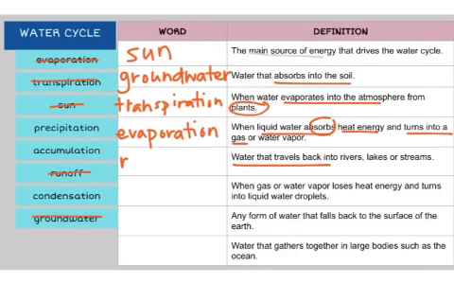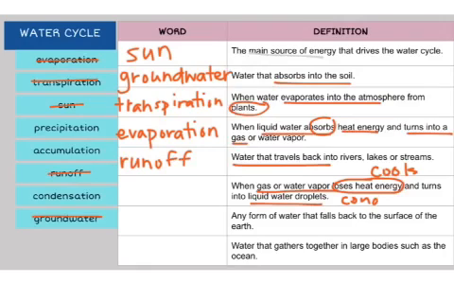That's called runoff. That happens after precipitation. And when a gas or water vapor loses heat energy, so that means it's going to cool, and it turns into liquid water droplets. So it cools, condenses, and this is how clouds are formed. That's our 3 C's: cools, condenses, and forms clouds. That's called condensation. And the key word is cooling.